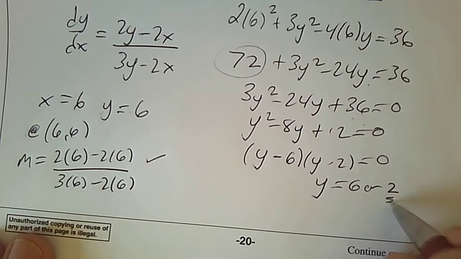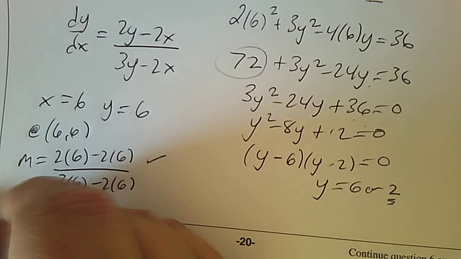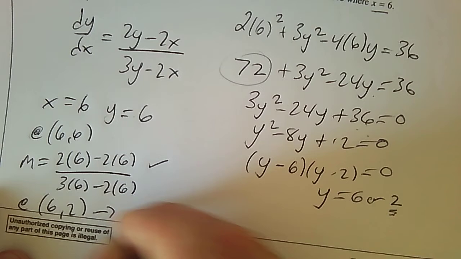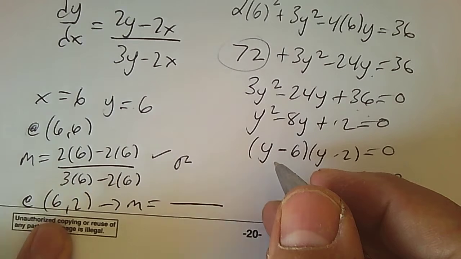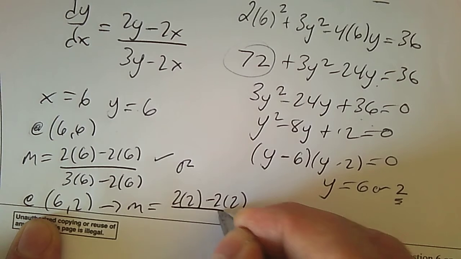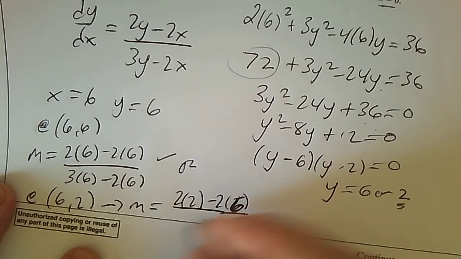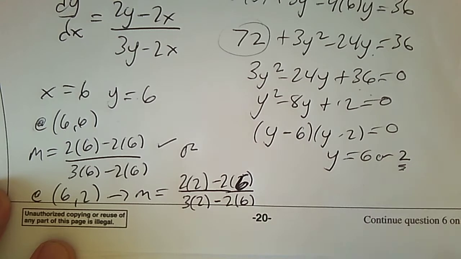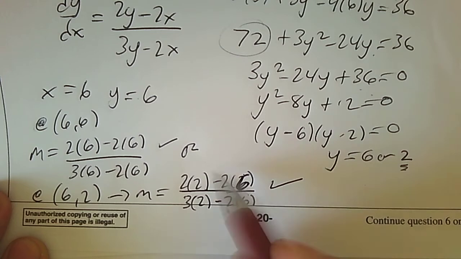Then the other one is at 2. So the other one is at the point 6, 2. And again, I don't need to simplify that. So again, just plug in 6 for x and 2 for y. Come on, I can do that. And there it is. So you found the slope, and in this case there are 2 possibilities. So you're looking for 2 answers.